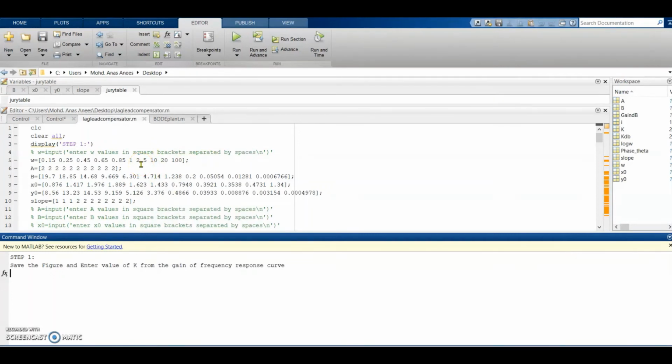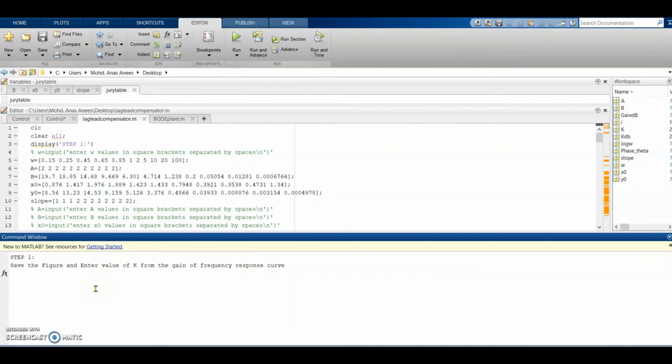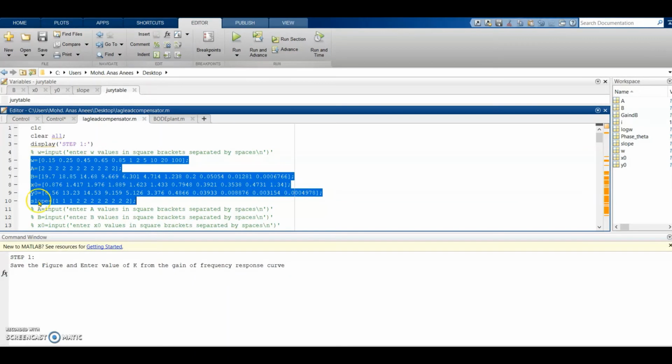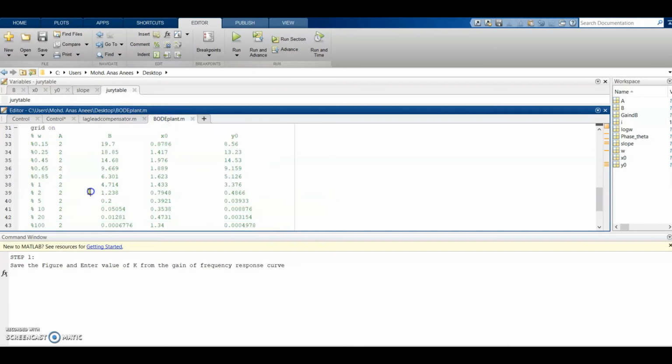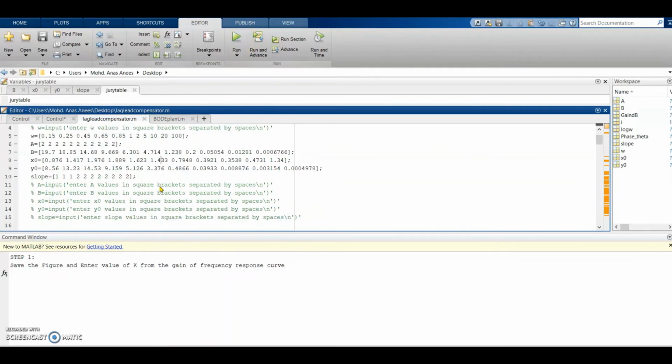In this program there are two steps. One step is to find out the steady state error, as we have discussed earlier. So I'm running this program. It is saying save the figure and enter the value of k from the gain of the frequency response curve. In this program we have written all these values of omega, a, b, x0, y0 and slope which we obtained here. Once we run this, it plots a frequency response by first finding out gain and phase.